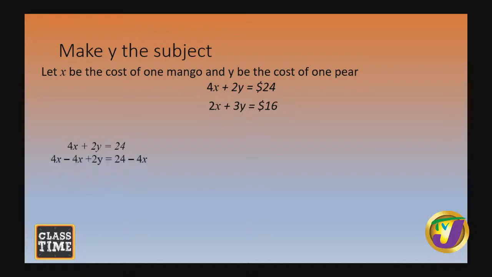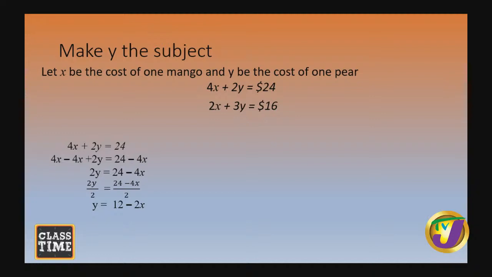We can subtract 4x on both sides, and that will result in 2y is equal to 24 minus 4x. So 24 subtract 4x, and we can go ahead and divide both sides by 2. Awesome. And that would have y equal 12 subtract 2x.